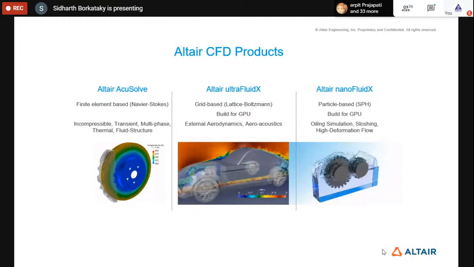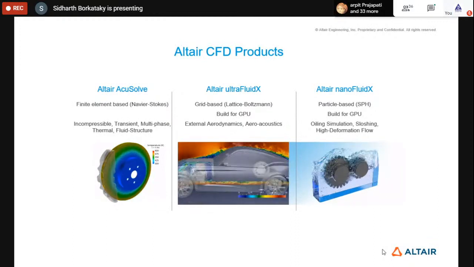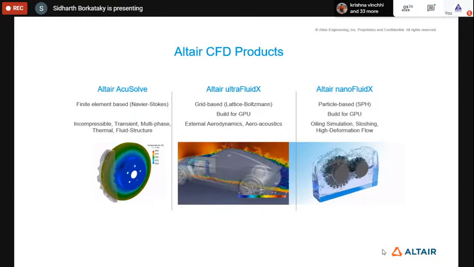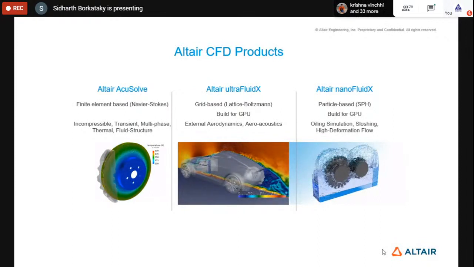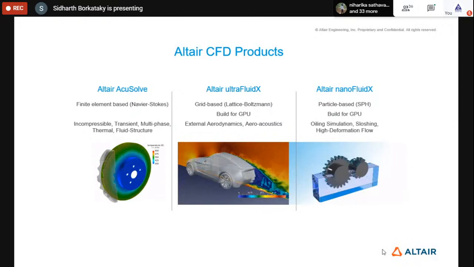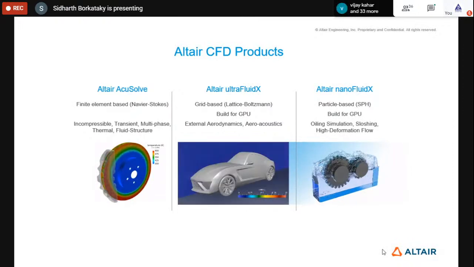While the lattice Boltzmann method is basically used for external aerodynamics. As you can see, students participating in Formula SAE wanting to understand the lift and the drag of the vehicles they are designing. Those kinds of applications are also on the aeroacoustic side.